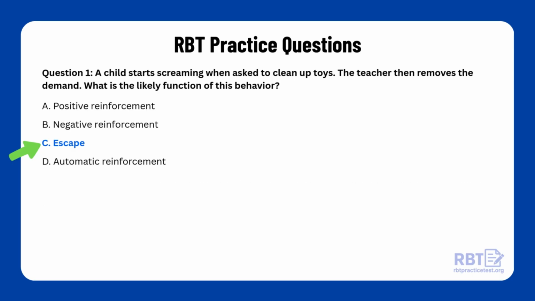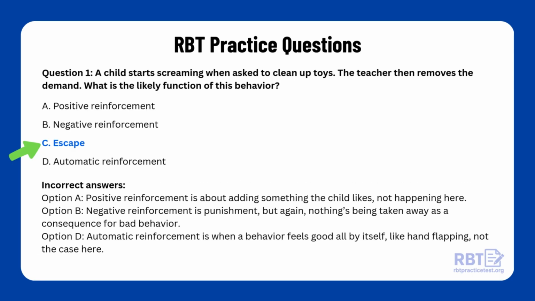Now for the wrong answers. A is about adding something the child likes. Not happening here. B is punishment. But again, nothing's being taken away as a consequence for bad behavior. And D, automatic reinforcement is when a behavior feels good all by itself, like hand flapping. Not the case here. So, remember that if a demand goes away after the behavior, think escape.